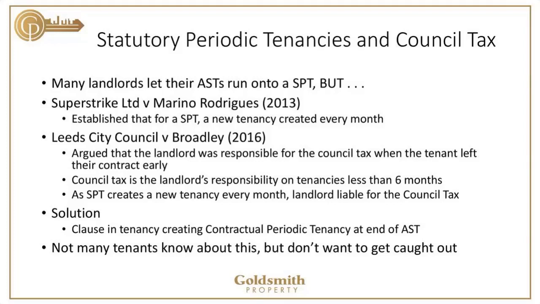So the solution to this is very easy, and that is that there's a clause in your tenancy agreement which, rather than creating a statutory periodic tenancy at the end of the shorthold period, creates a contractual periodic tenancy. With a contractual periodic tenancy, the new month is added onto the existing tenancy. So at the end of the 12th month, you extend the contract, so it's now a 13-month tenancy. At the end of the 13th month, you extend it, so it's a 14-month tenancy. So you avoid the tenancy ever being less than 6 months. So it's easy. We've got language in all of our ASTs which makes sure this is the case and makes sure we'll never get caught out with this.